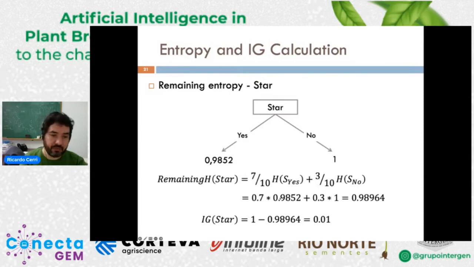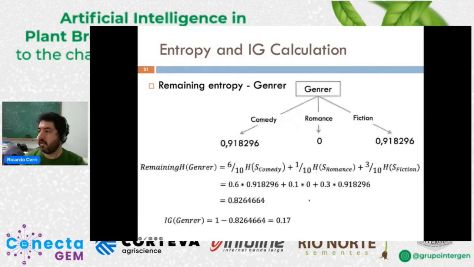Now the information gain for the feature star is 1, the entropy of the whole data set, minus the remaining entropy for the feature star. So the information gain when choosing the feature star is 0.01. Now we're going to do the same calculation for the feature gender. The feature gender has 3 values, so it creates 3 subsets. So I calculate the entropy in this subset, this one and this one.